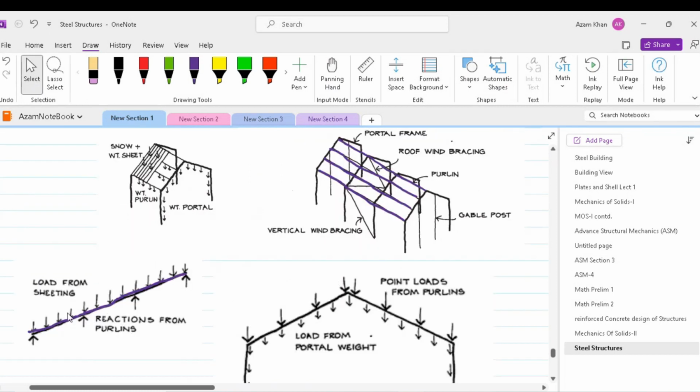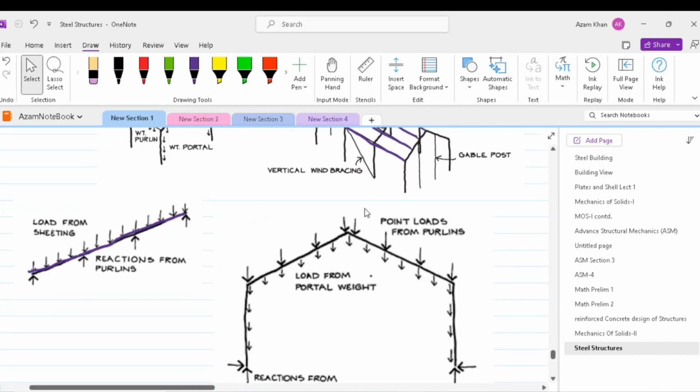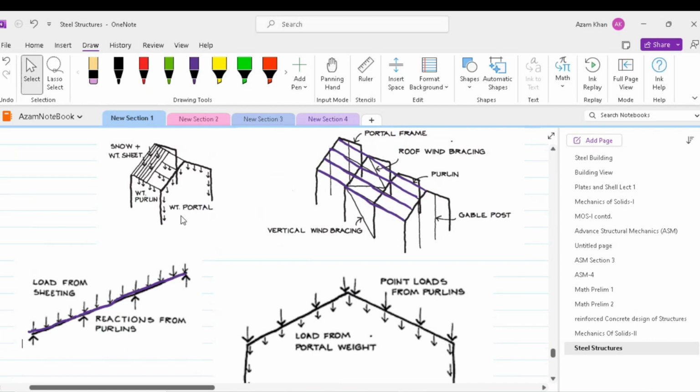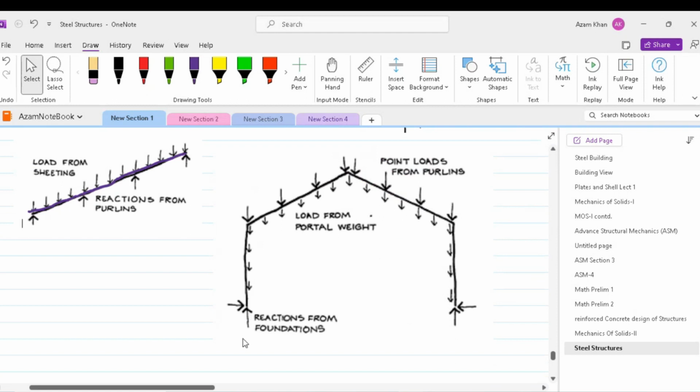Thus, in this figure, we have the load from the sheeting getting transferred to the purlins. The purlins are stretched longitudinally. From the purlins, the load gets transferred to the portal frames as shown in this figure. The portal frame will also have its self-weight, which is shown distributed over here. All these vertical loads, including the weight of the sheeting, snow or rain, self-weight of the purlins, and then the self-weight of the portals will be transferred down to the ground.